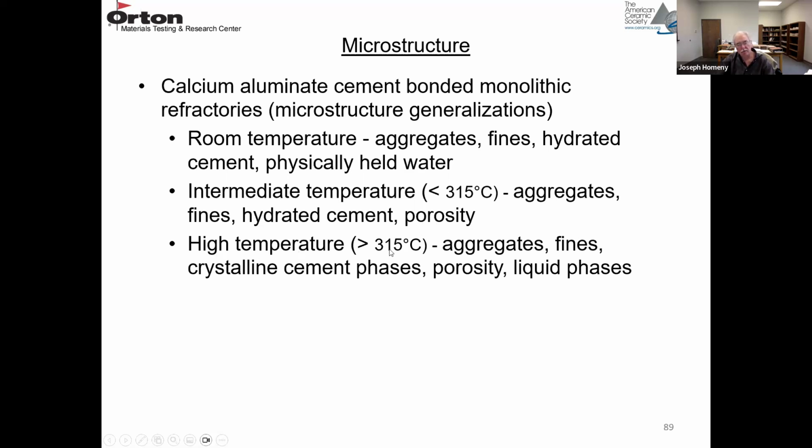So then at higher temperatures greater than 315 degrees C, you're going to still have the aggregates, the fines. The cement phases will be crystallized at this point. You're going to have porosity. And if you go high enough in temperature, you're going to initiate sintering processes, whether they're solid state or liquid phase sintering. If they're liquid phase, you'll have some liquids present.